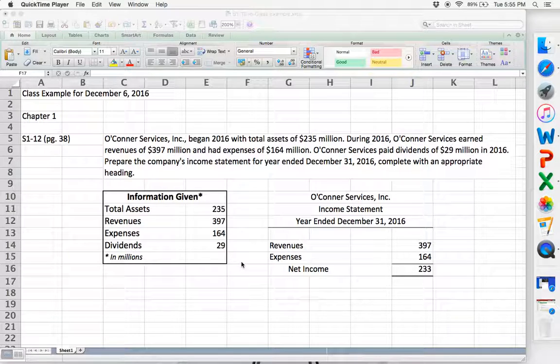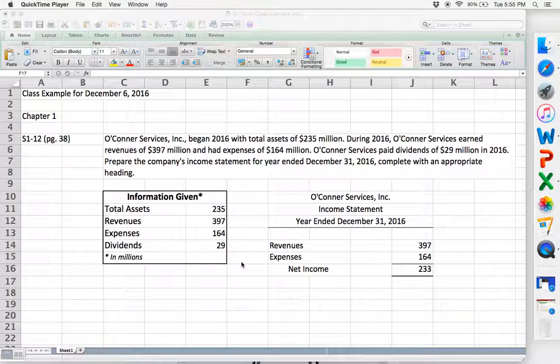Students, so today we started going over chapter 1, and that involves looking at financial statements. Today we got up to covering the income statement, which was the first of the 4 financial statements you have to complete. This was an in-class exercise that we went over.